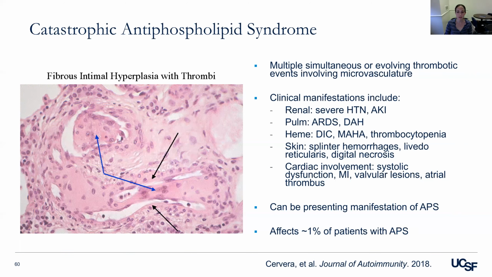This can be the presenting manifestation of antiphospholipid syndrome in patients, so you really have to have a high index of suspicion when you're seeing patients with microangiopathic hemolytic anemia or a TMA to think about this. And the overall prevalence rate is thought to be about 1% of all patients who have APS. So not common, but highly morbid and a high mortality rate.